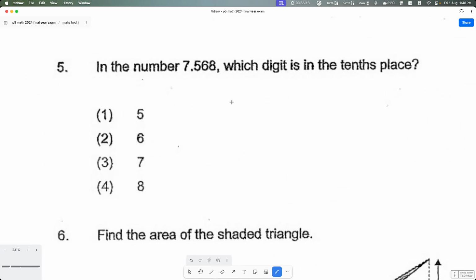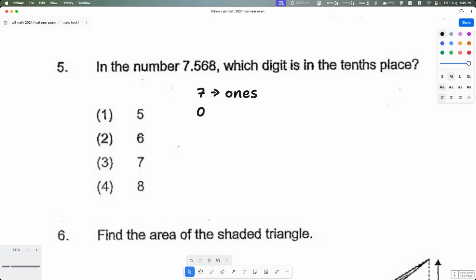Question number 5 says, in the number 7.568, which digit is in the 10th place? Basically, let's go through. 7 is the ones place, and then 0.5. A common mistake is people will put 0.5 as the 1th place. No, there's no such thing as 1th place. So this should be the 10th place. 0.06, you guessed it, is the 100th place.